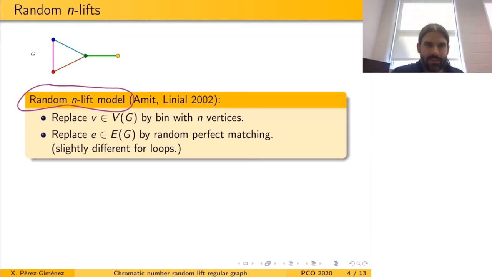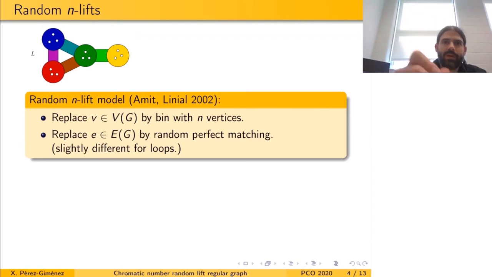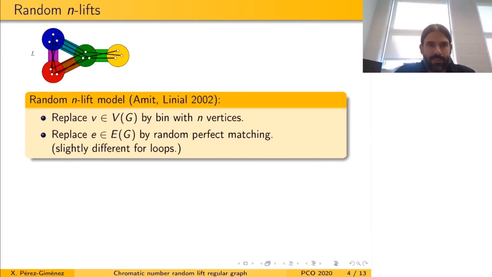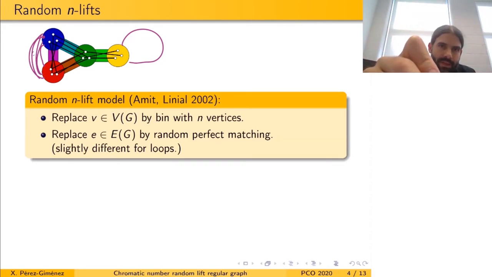Amit and Linial introduced in a series of papers the model of a random n-lift of a graph. Based on what I've discussed so far, here's the way to build a uniform random n-lift of a graph. If you give me a graph G, I can replace every vertex by a fiber with n vertices. It's just a bin with n vertices. And then replace each edge of the base graph by a perfect matching between the fibers chosen uniformly at random. Of course, you have to do slightly different things if you have multiple edges: you just throw in additional perfect matchings. And if you have loops, then you throw in a random two-factor in the fiber.